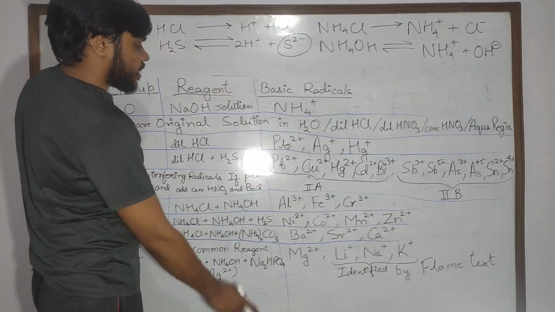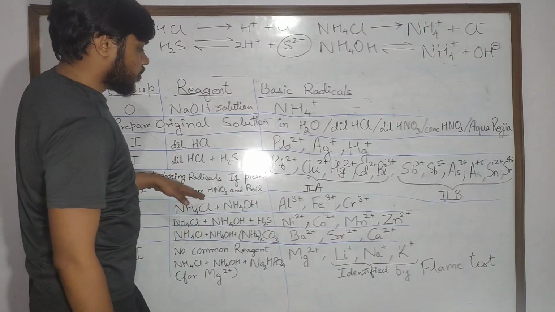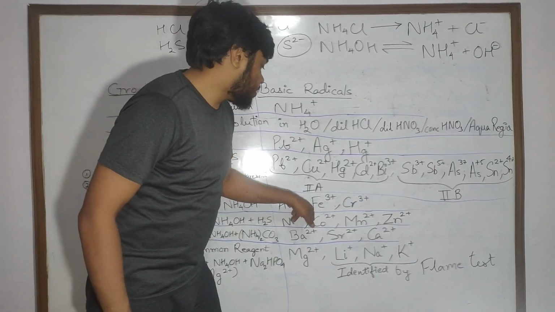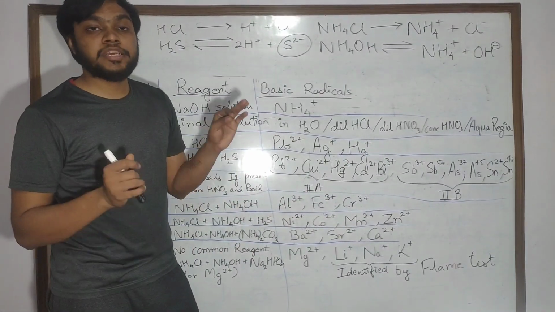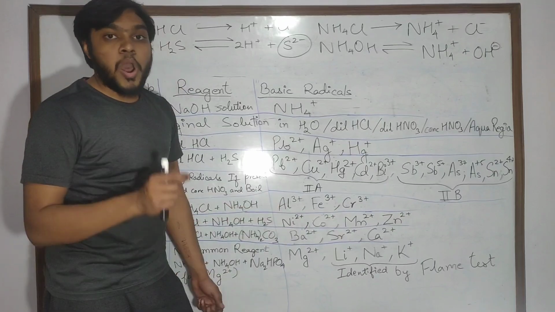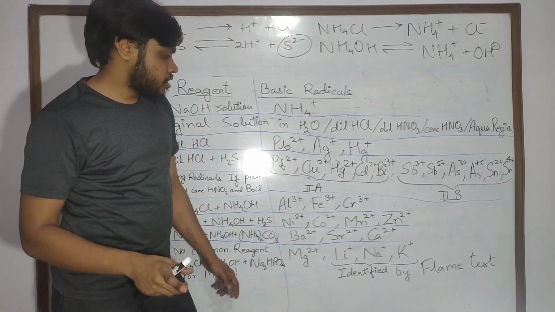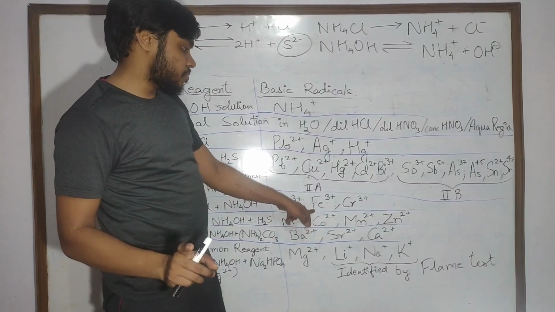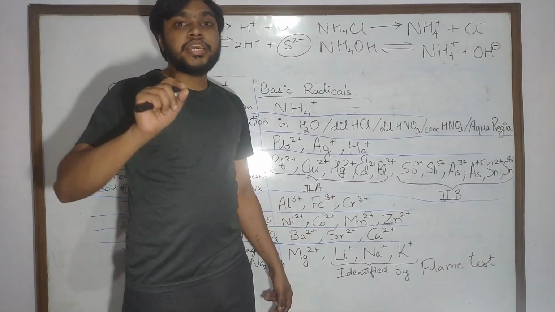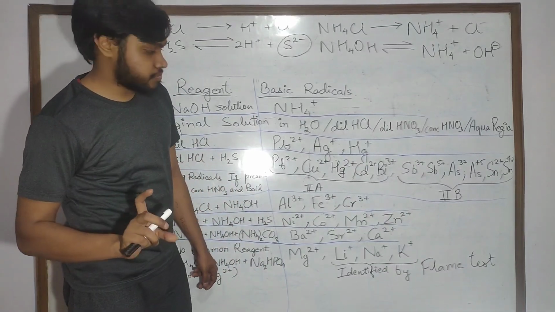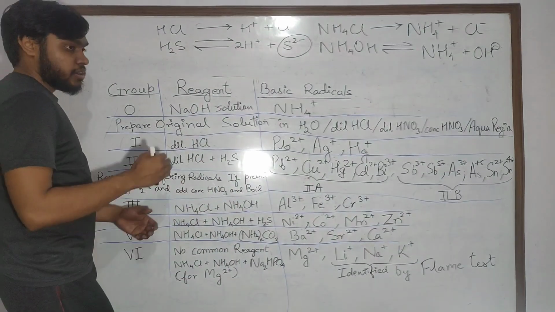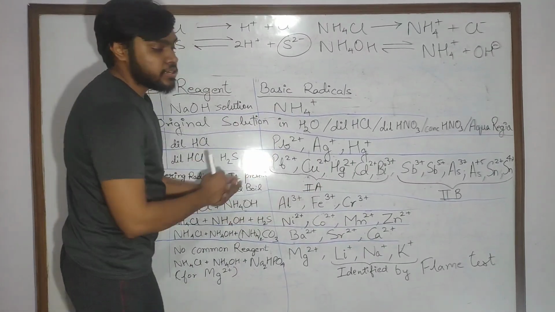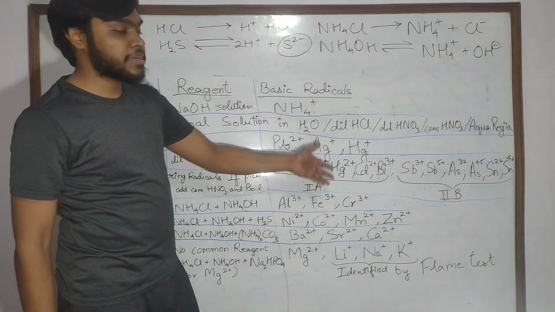Now, after we have done the analysis of group 3, we filter the solution if any precipitate is formed. In all these 3 ions, different color precipitate is formed. In case of aluminium, a white gelatinous precipitate is formed. In case of iron 3+, reddish brown precipitate of iron 3 hydroxide is formed. In case of chromium 3+ ion, gray green color precipitate is formed. So we can have a guess of the basic radical by the color of the precipitated hydroxide.